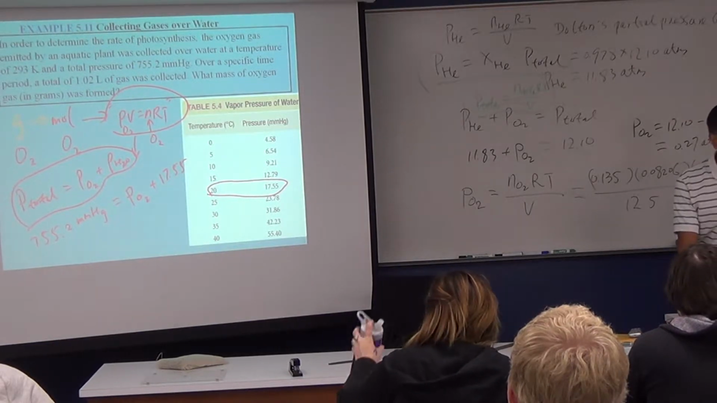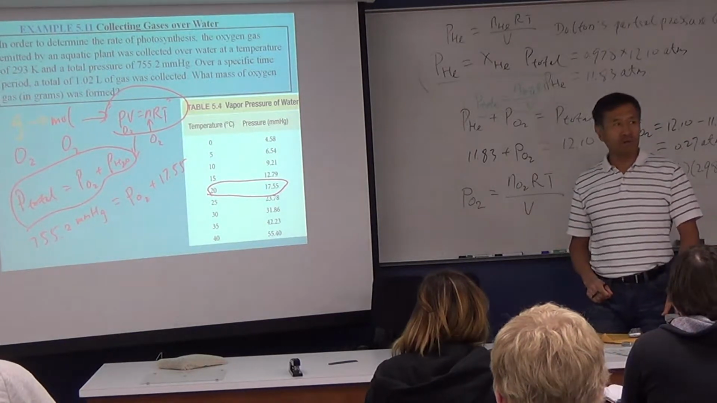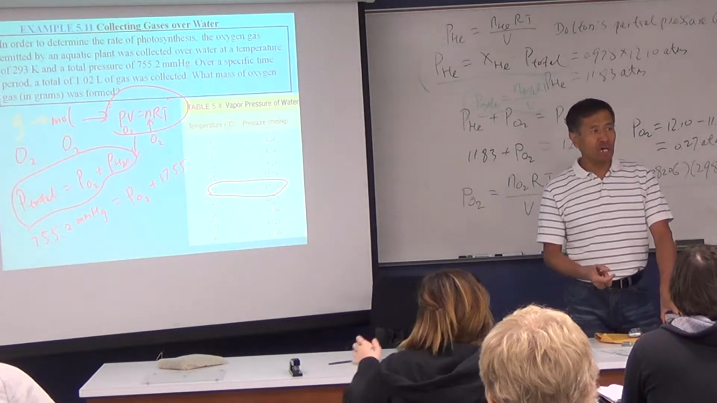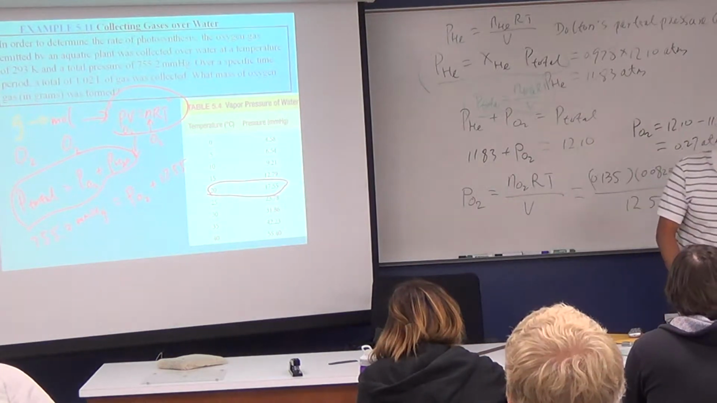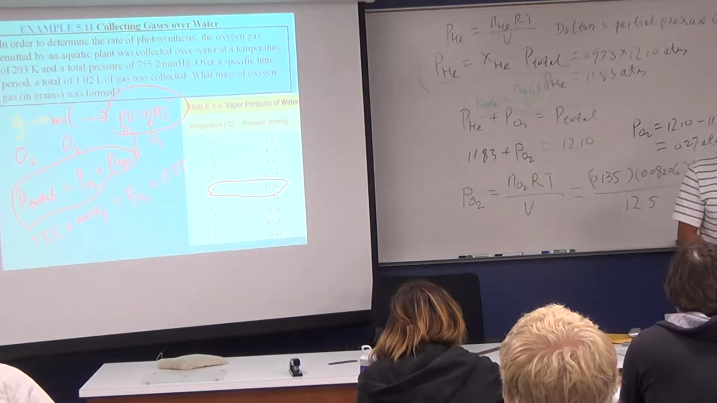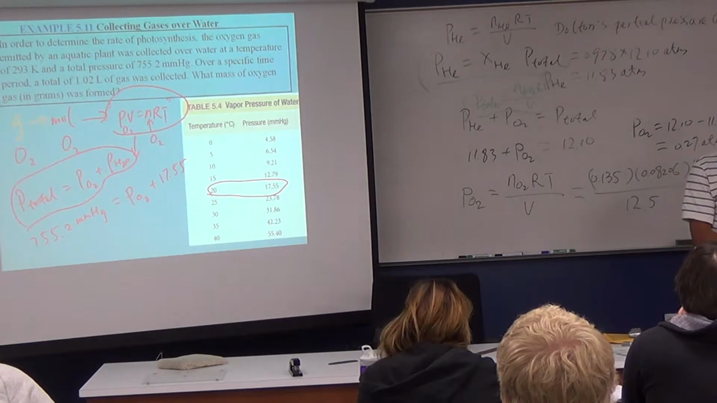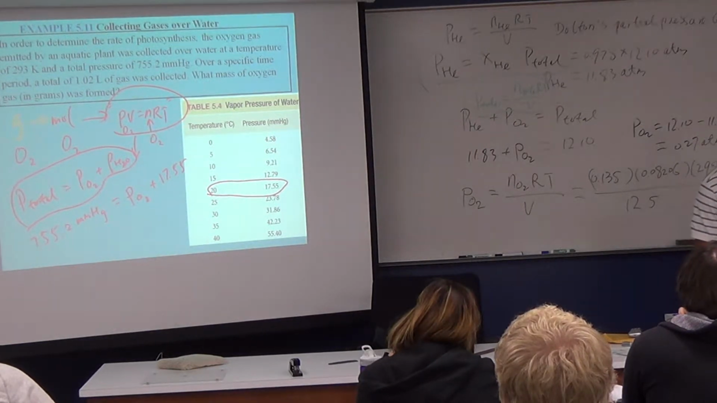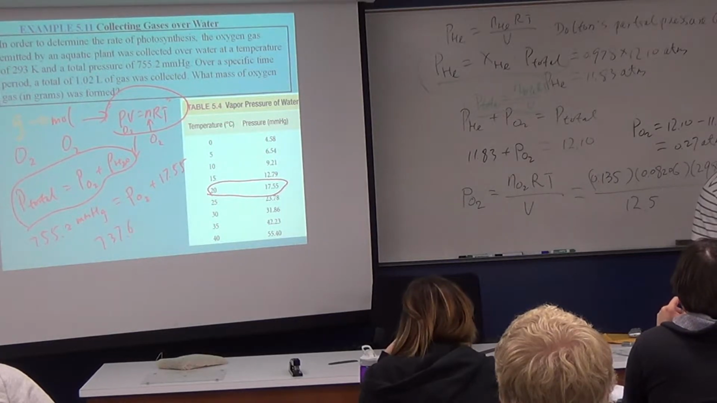So that's our strategy. We need to think about what equation has that quantity in it. Right? You do subtraction, and so you get 755.2 minus 17.55. Okay, so we get 737.65 equals P O2.